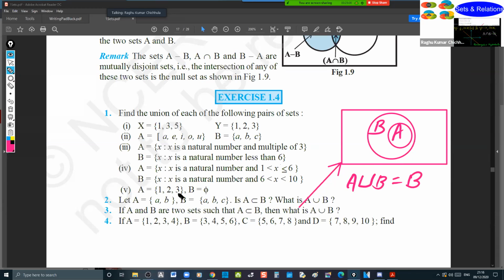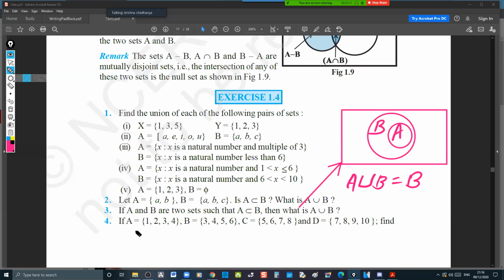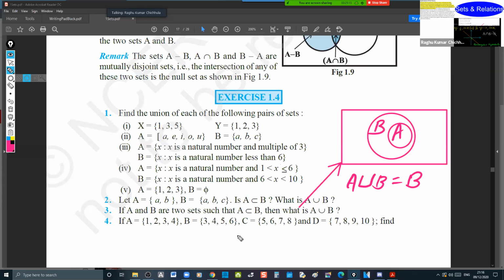Chaitanya? Yes, sir. Now coming to the fourth. A is equal to 1, 2, 3, 4, B is equal to 3, 4, 5, 6, C is equal to 5, 6, 7, 8. D is equal to 7, 8, 9, 10. You can remember that easily. Move forward. 3, 4 is common to A and B. And 5, 6 is common to B and C. And 7, 8 is common to C and D. And the elements are running from 1 to 10. Remember that? We'll proceed.